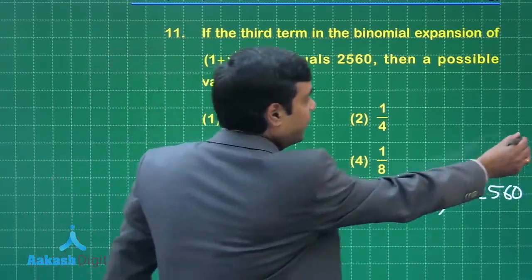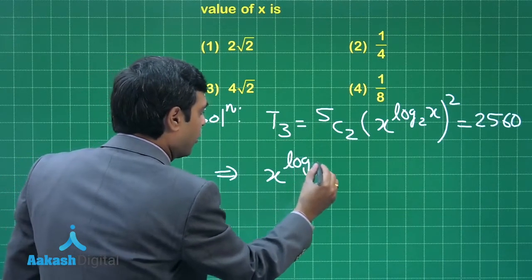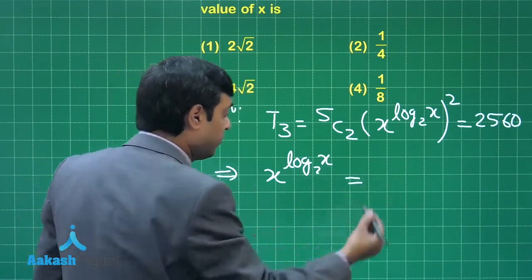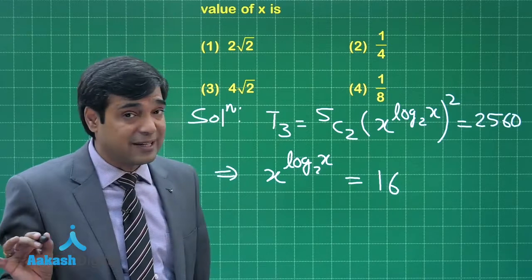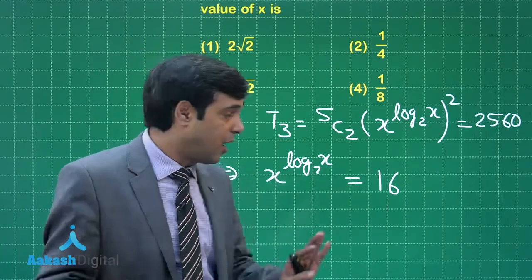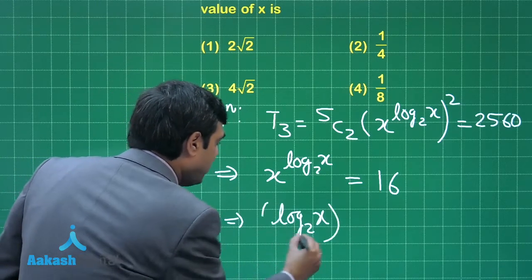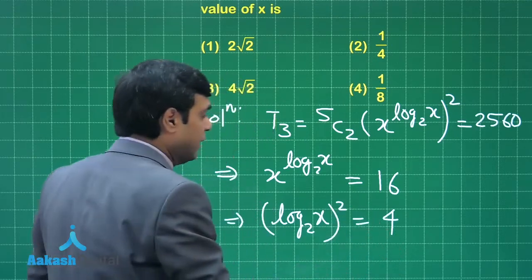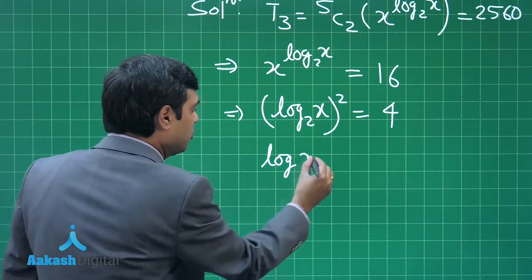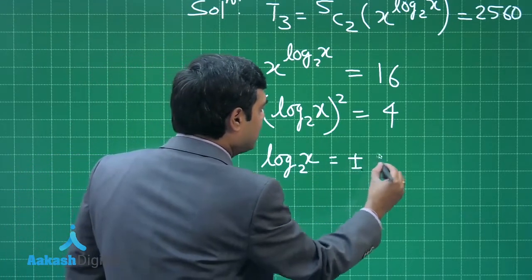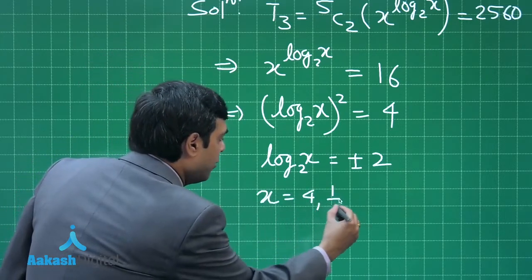Take square root, you get the result changing to x^(log_2 x) whole squared is 256. Taking square root, you have plus minus 16. We can exclude minus 16 because that is not possible. So let's discard. Taking log again, we have (log_2 x) whole squared is equal to 4. Now from here we get log_2 x is equal to plus minus 2. So what's the value for x? Yes, x is 4 or 1/4.